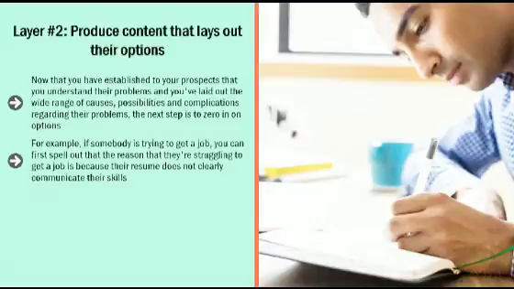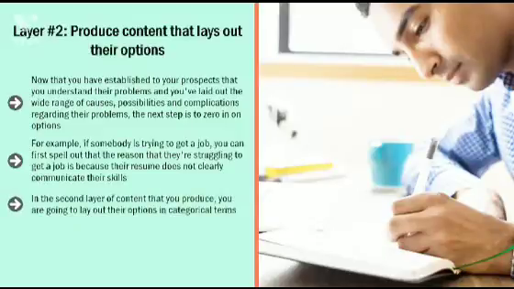For example, if somebody is trying to get a job, you can first spell out that the reason that they're struggling to get a job is because their resume does not clearly communicate their skills. You can also lay out other possibilities, such as they may be applying to the wrong jobs. There might be a mismatch between the availability of jobs in their city and their qualifications. In the second layer of content that you produce, you're going to lay out their options in categorical terms. You basically say, if you are struggling with resume issues, these are your options. If you're struggling with a skills mismatch, here are your options. If you're looking for a job in the wrong place, here are your options.